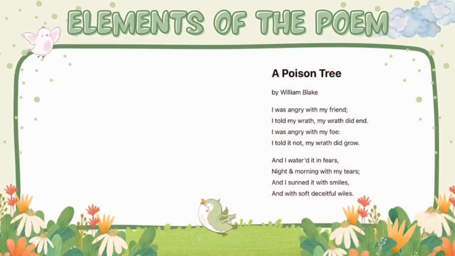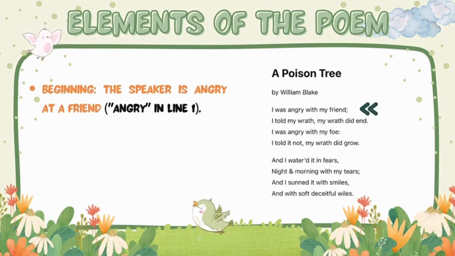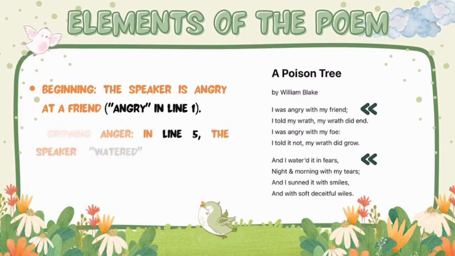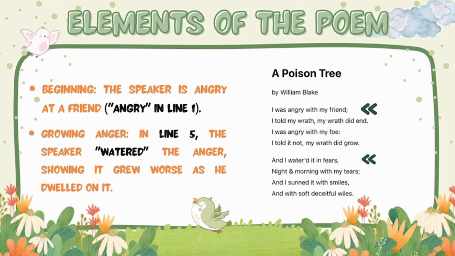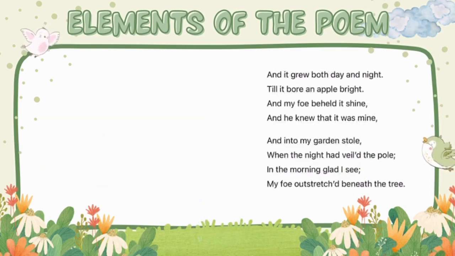At the beginning of the poem, the speaker feels angry. This is clear when the speaker says he was angry with his friend in line 1. The speaker feels upset with someone who has hurt him. As the poem goes on, the speaker's anger grows. In line 5, the speaker says he watered his anger, which means he kept thinking about it and made it worse. By the end of the poem, the tone changes to arrogance.